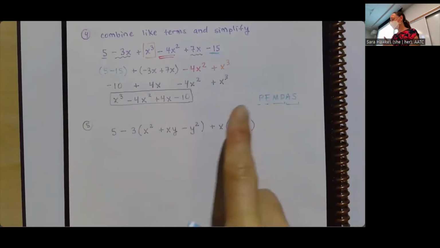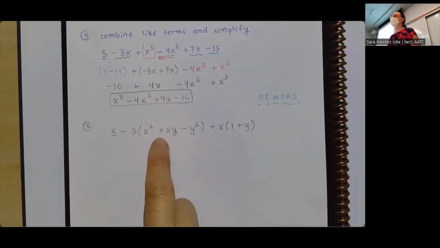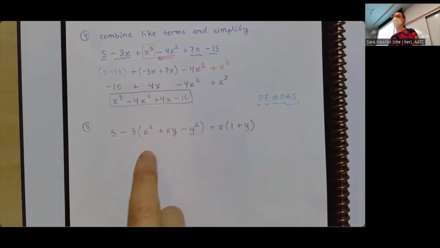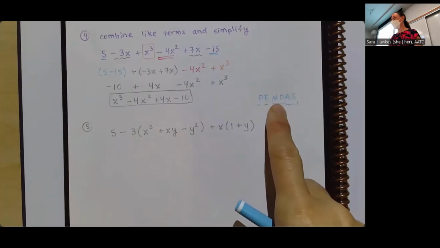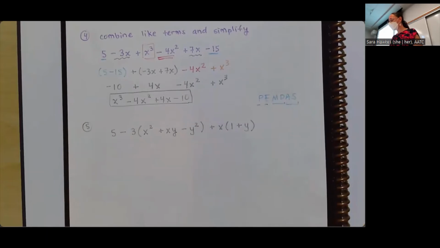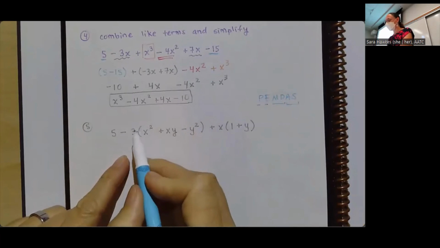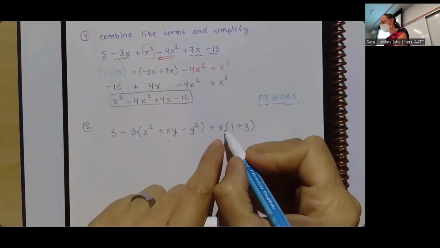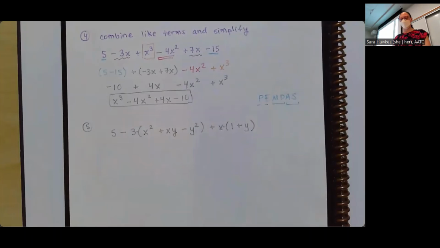Exponents, well, I have things with exponents, but unless I know what the value of x is, there's nothing that I can simplify about that exponent. I have to just leave it as x squared. Same with that y squared. So now I'm moving to multiplication and division. Looking at this, I've got multiplication in a couple of places. I've got 3 times all of that stuff in parentheses, and I have x times all of that stuff in parentheses.